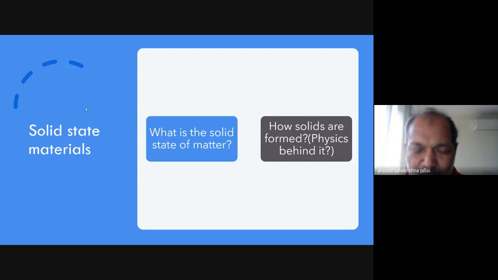So whatever properties we are talking of hereafter are for the solid state. That means the interatomic distances are small compared to the other states of matter. It's all relative again; various solids will have various interatomic distances. But the important thing is they are all solid state. Any other thing? All are solids. All of you agree to that?